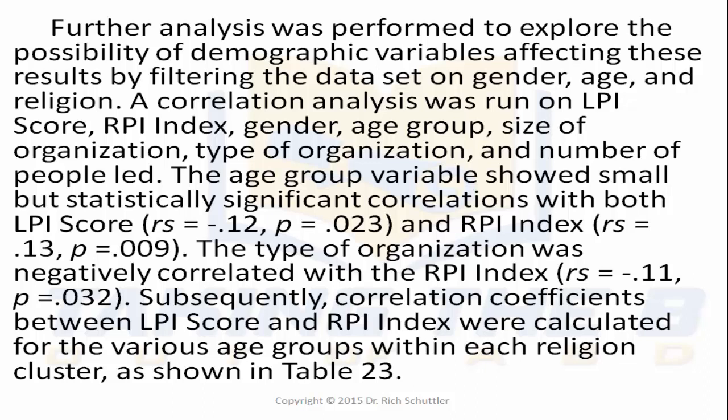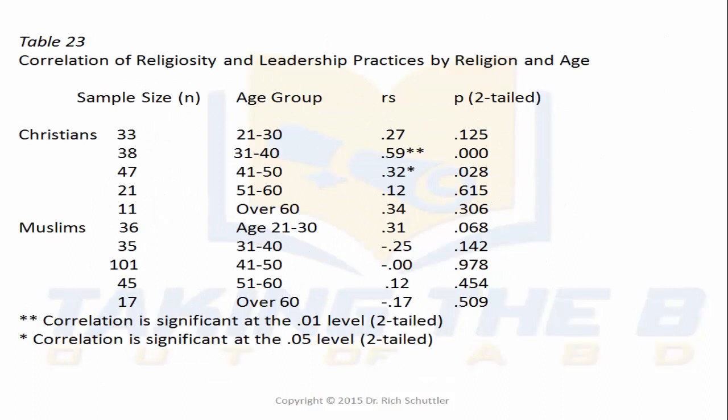Subsequently, correlation coefficients between the LPI score and the RPI index were calculated for the various age groups within each religion cluster as shown in Table 23. And you see here is Table 23 as he broke it out, as he indicated, both by Christians and the sample size and Muslims, and then he gave the age group ranges there for each, and then he gave the RS and the P 2-tail testing results. This is value added. Notice how he used a couple tables along with the great narrative.